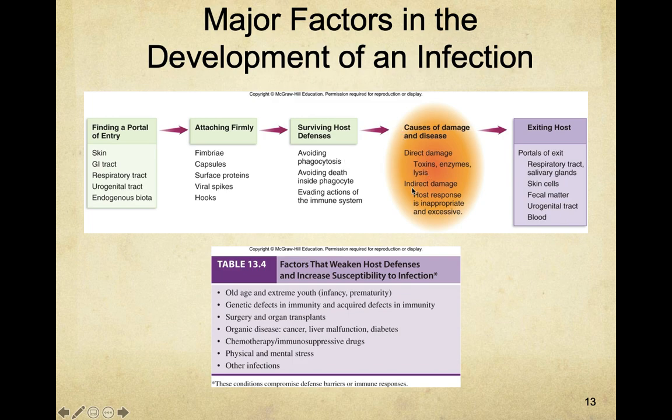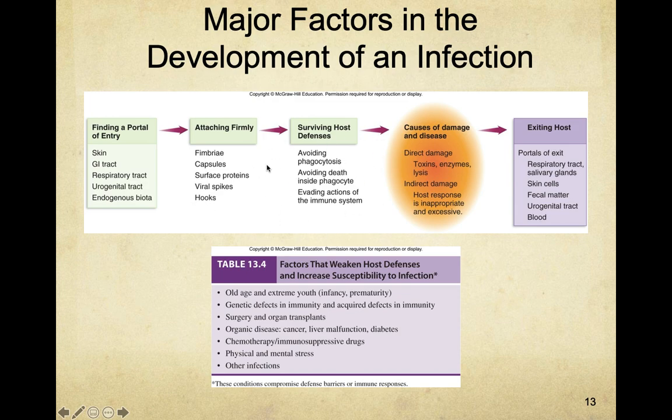So how do we get a disease in the first place? You've got to find a way to get into the person. We've talked about how they do that. You've got to get attached firmly to your host. You have to use your fimbriae, those tiny hard flagella-like things, capsules, or a sticky, gummy surface. You can use hooks if you're a virus, or spikes or hooks if you're a parasite.